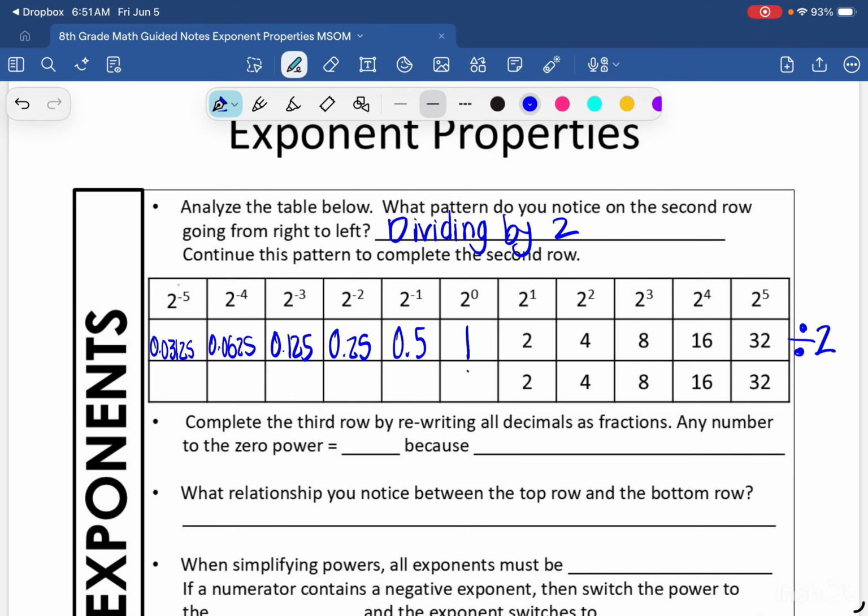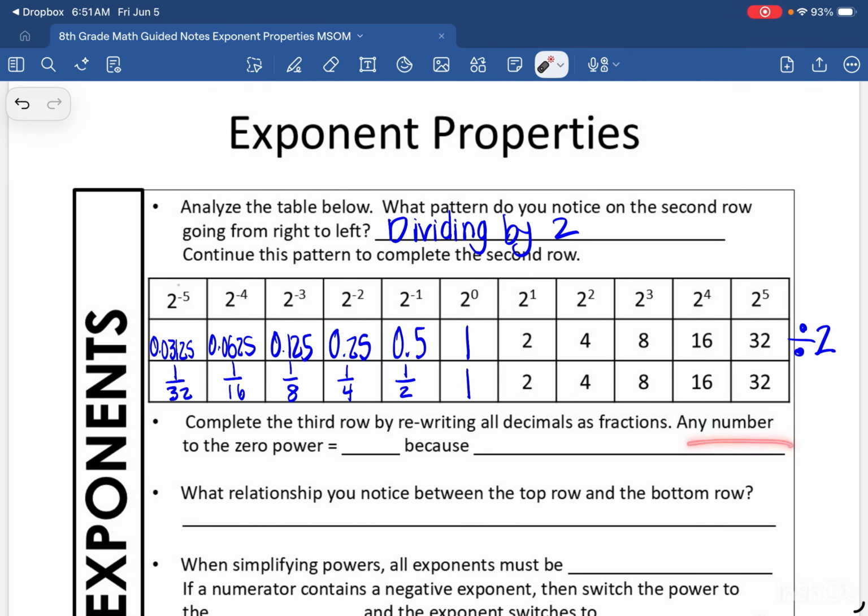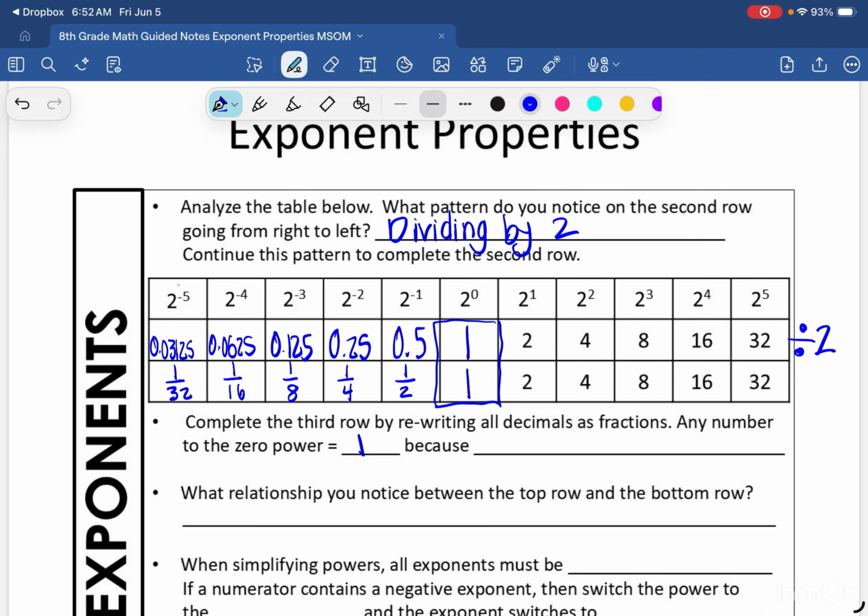2 divided by 2 is 1, and 1 divided by 2 is a half, divided by 2 is a fourth, divided by 2 is an eighth. Keep going, divided by 2 is a 16th, and then divided by 2 is 1 over 32. Any number to the 0 power, so I'm going to look right here, any number to the 0 power equals 1, because any number divided by itself will always equal 1.